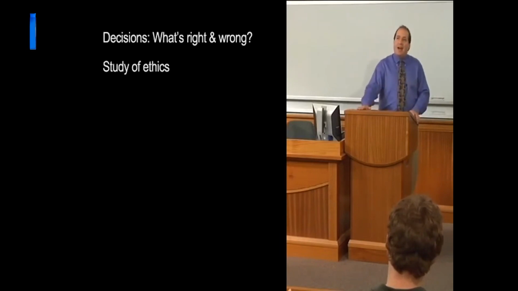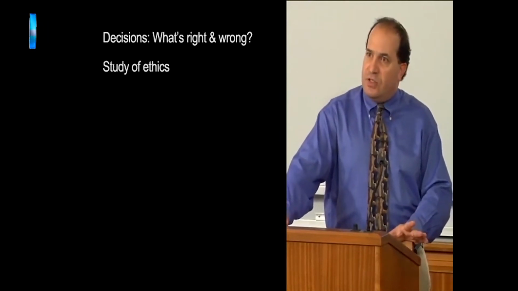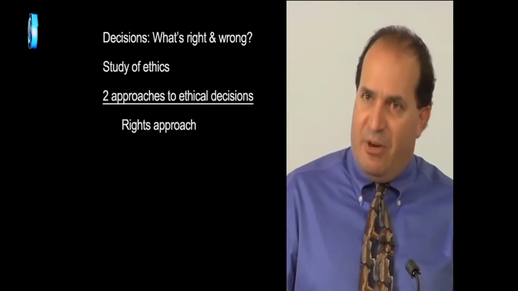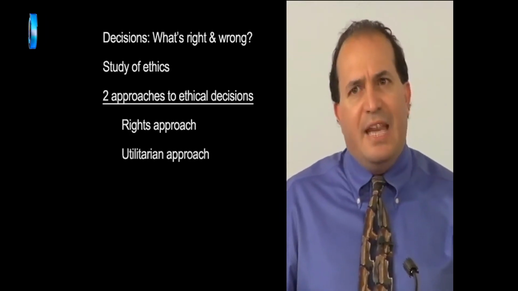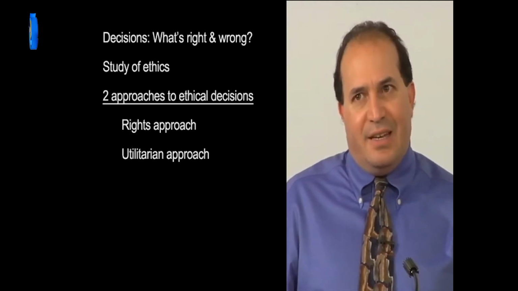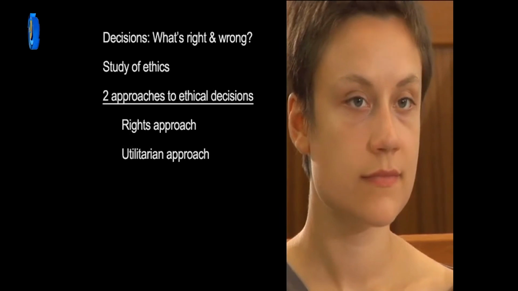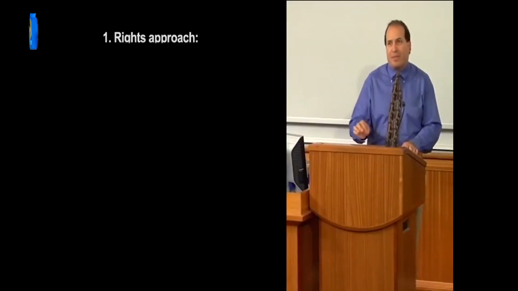Now, today, I'd like to talk about two different approaches, two different ways to make ethical decisions: the rights approach and the utilitarian approach. So, first, I'll explain each approach, and then we'll see how these work in real-world examples. First, let's talk about the rights approach.